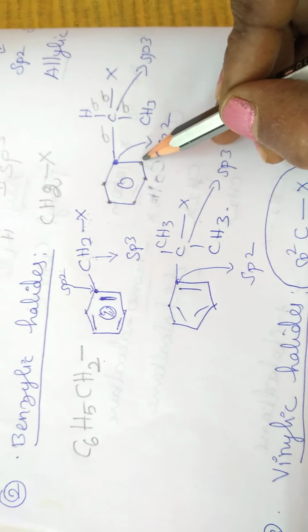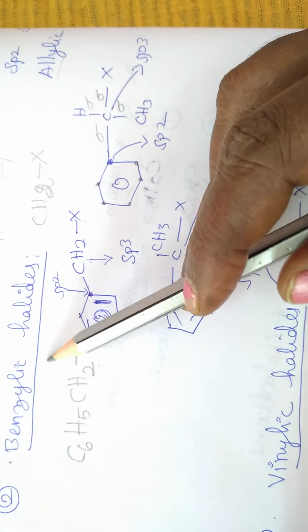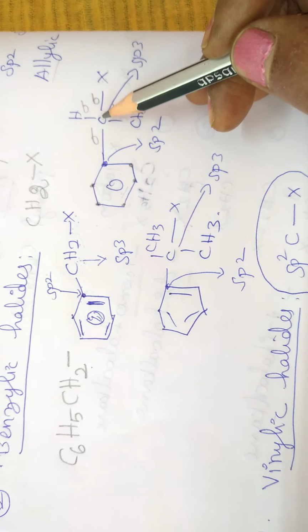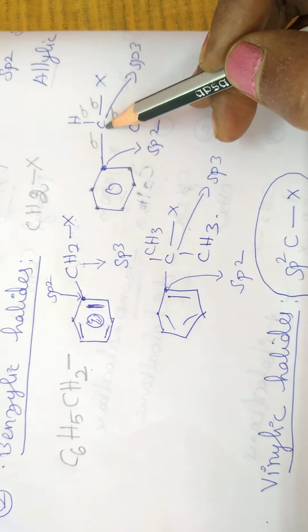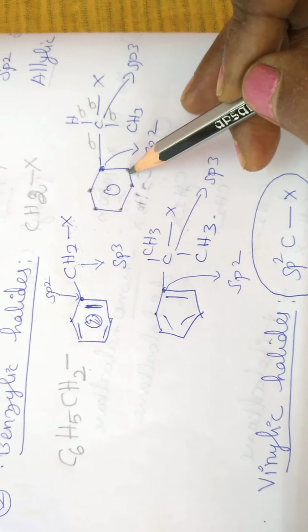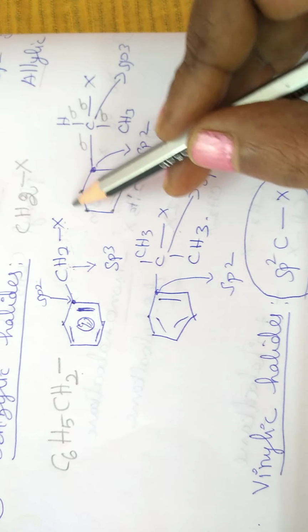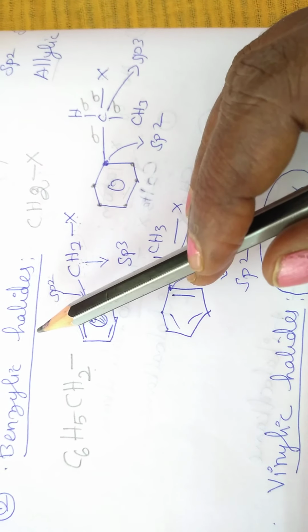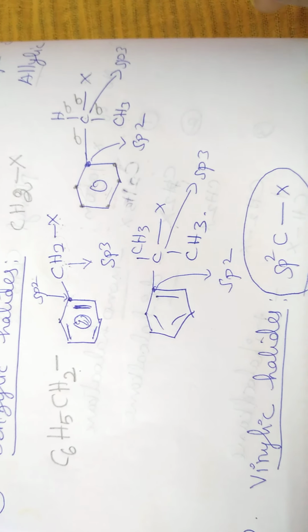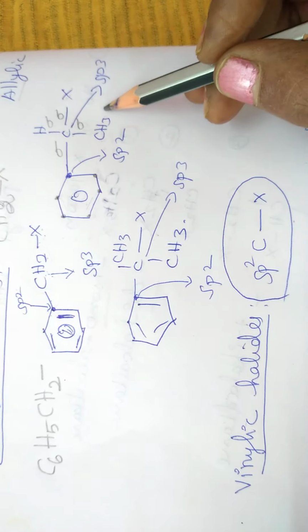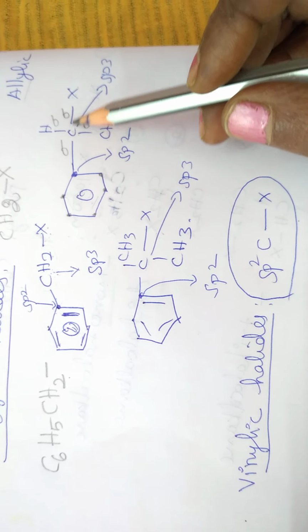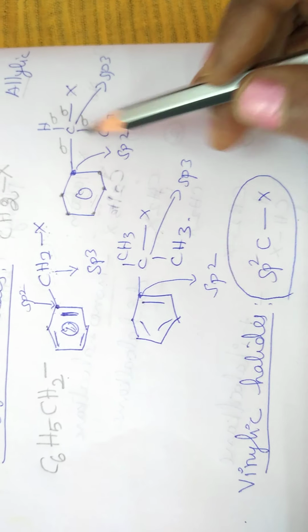So let me say again what is meant by benzylic halides. Halogen attached with an sp3 hybridized carbon next to a carbon-carbon double bond in an aryl group is known as benzylic halides. I hope you got it. Now this is the primary one. This is how I can find it.